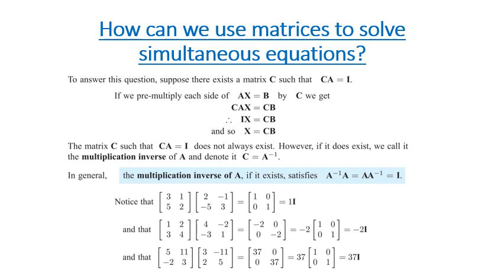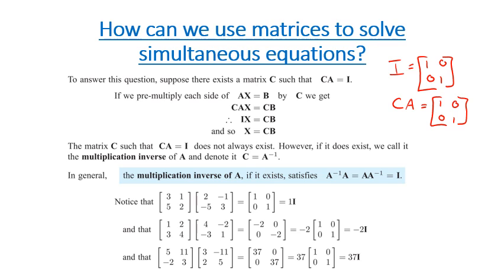So suppose there exists a matrix C such that if we multiply C by our A matrix, it gives us our identity matrix. Now, remember that our identity matrix in a 2 by 2 is 1, 0, 0, 1. So we're looking at our C matrix multiplied by our A matrix, which should then give us 1, 0, 0, 1. That's important to understand.